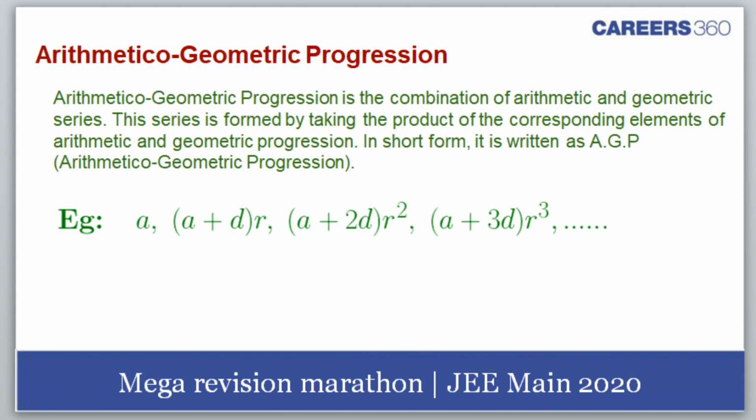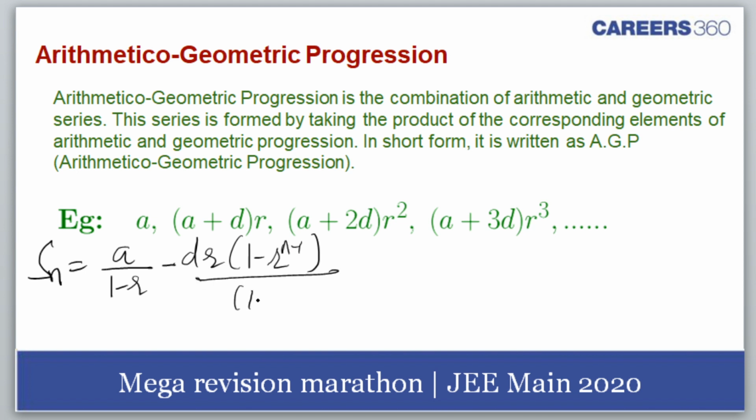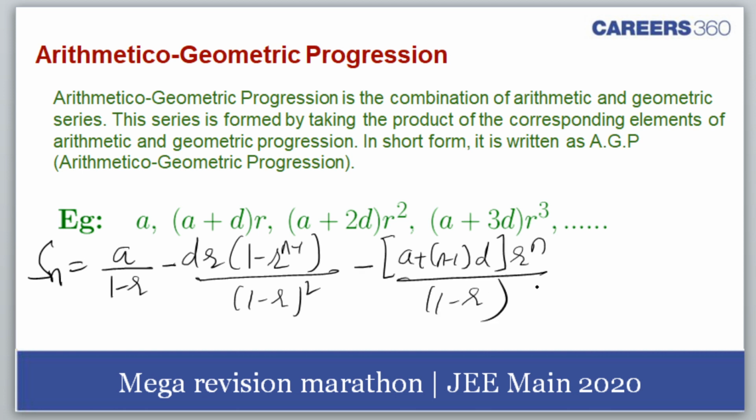So what's the sum of an AGP? Can somebody write me the sum of an AGP? The sum to n terms is a upon 1 minus r, if I correctly remember, minus dr (1 minus r raised to power n minus 1) upon (1 minus r) whole square. Then we have minus (a plus (n minus 1)d) r raised to power n upon 1 minus r. Yes, I remember it. So Sn is this.